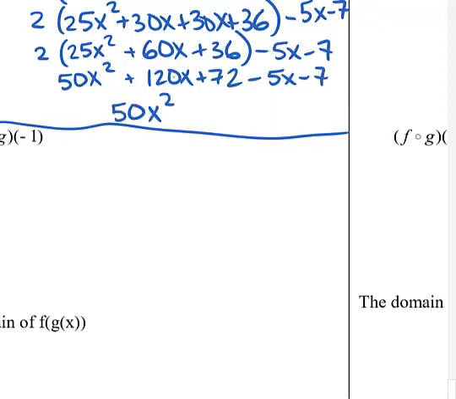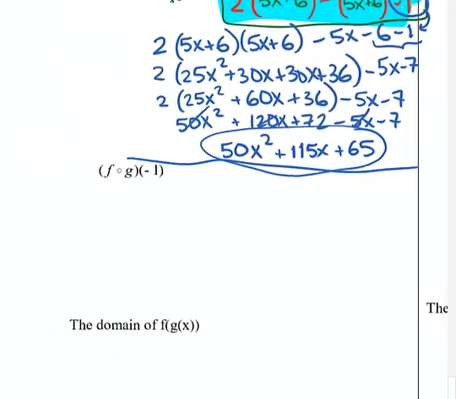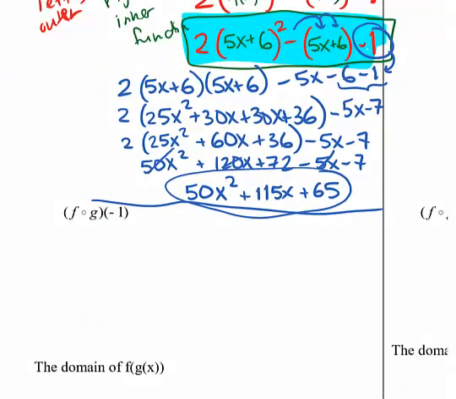Alright, now the 50x squared does not have a like term, but the 120x and the 5x get together to make 115x. And then the 72 minus 7 makes 65. There we go. So that's probably what they would want, just because it's the most simple thing you can get. But the one I highlighted is the correct answer, it's just not quite simplified. So that's probably more what they would want.